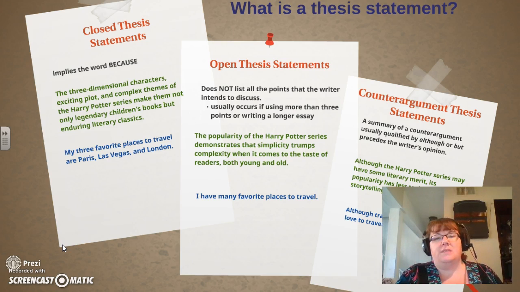Now, the thesis statement is going to start to change shape a little bit because we're now going to look at the fact that there are actually three different types of thesis statements. There's a closed thesis, an open thesis, and a counter-argument thesis. Now, when we look at each of these, I would take notes and write down the samples that I'm giving you. The Harry Potter examples are actually in the textbook, but the traveling examples are not. So I would write down both just so that you can get a grasp of them better within your notes.